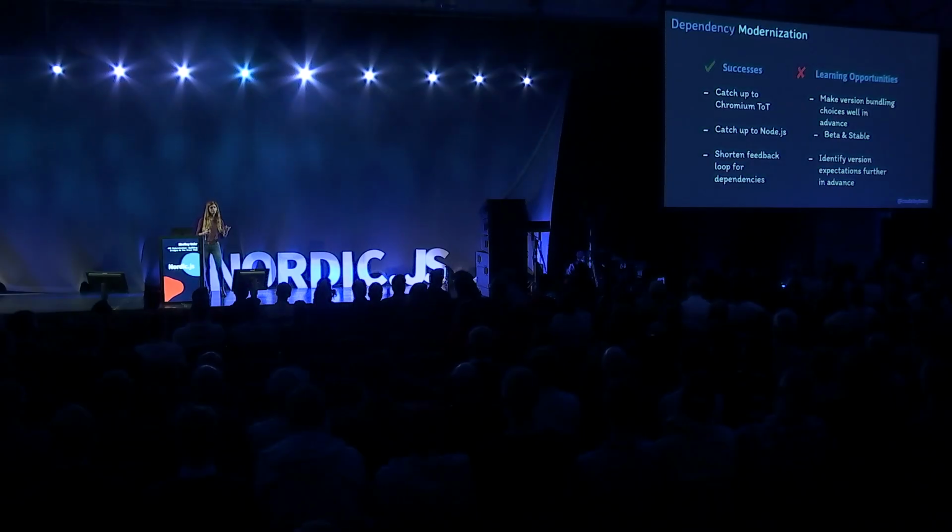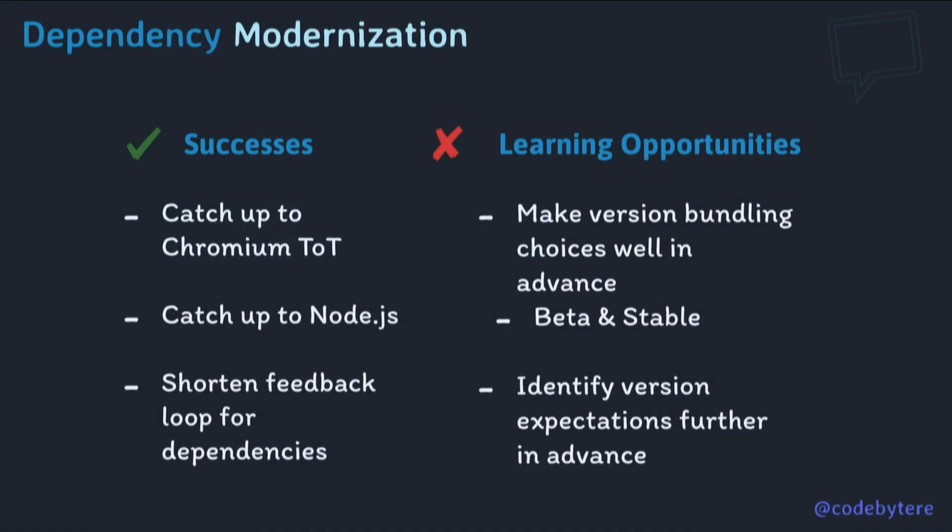We've managed to be constantly updating against Chromium's tip of tree, or most recent commits. But our newly short feedback loop has not been without a few difficult lessons. Sometimes, your dependencies won't all play nicely together. And as such, it's important to make your version bundling decisions as far in advance as possible. We didn't do that very well for Electron version 6.